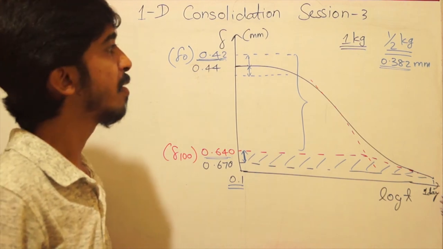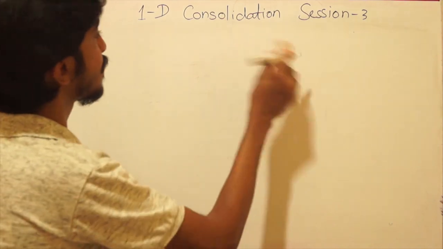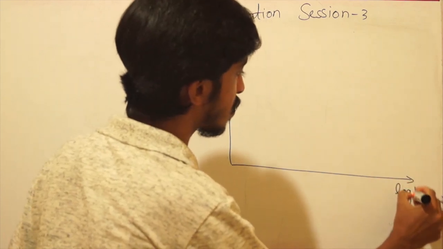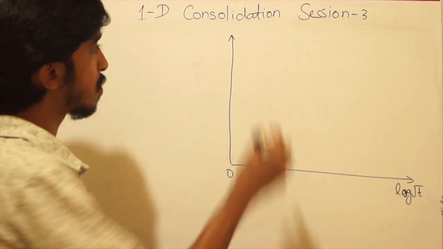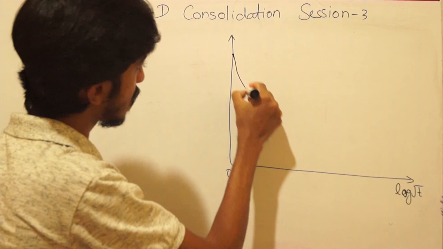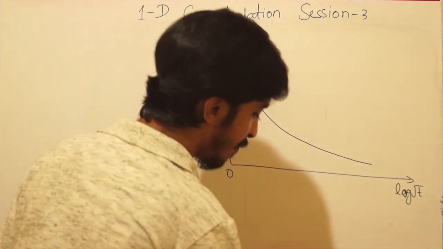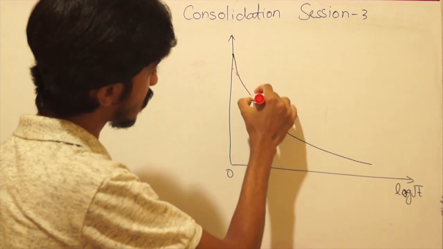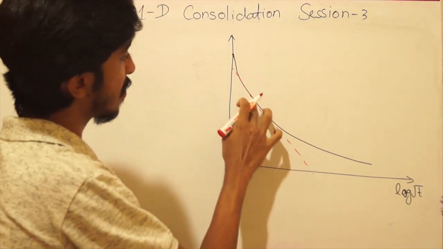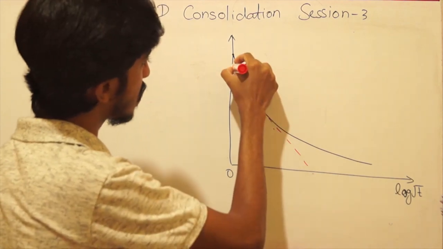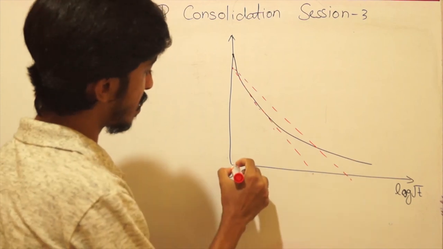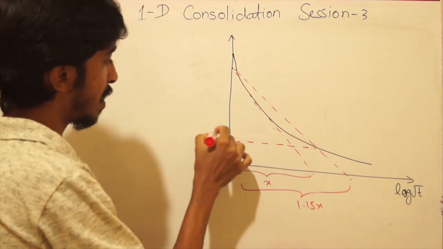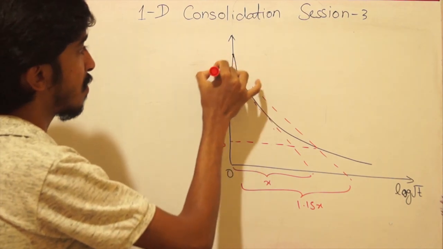When we move to Taylor's method, here this is square root of t, and we can start the graph from zero. The graph pattern is typically like this. To find the time factors, we do a small construction connecting most of the points to form a straight line, and then multiplying it by 1.15 and drawing another straight line connecting those two points, somewhat like this. If this is x, this would be 1.15x. Here this gives us the value of delta 90. And this point gives the value of delta 0.